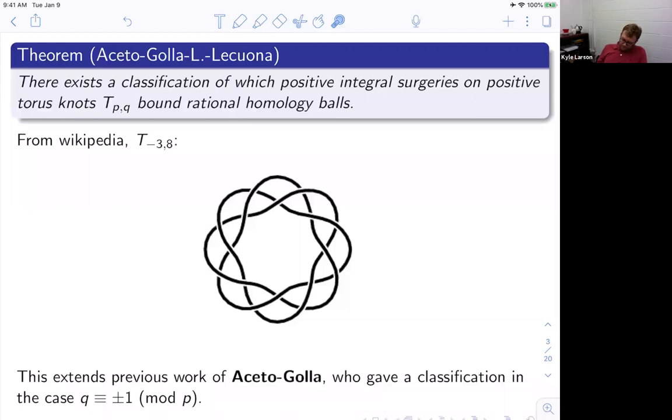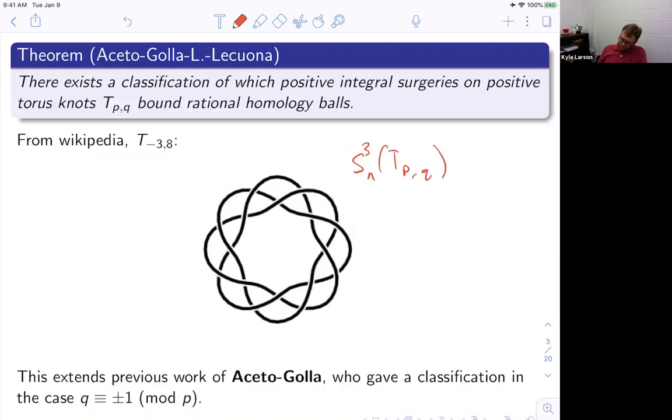Okay, I didn't want to draw a torus knot, so I stole this from Wikipedia. This is the -3/8 torus knot. So this is a negative torus knot, because these crossings are negative crossings. You can imagine taking the mirror of this picture and you'll get a positive torus knot where all the crossings are positive. And we do Dehn surgery, right? So we're doing some Dehn surgery, integral Dehn surgery, in fact, positive integral surgery.